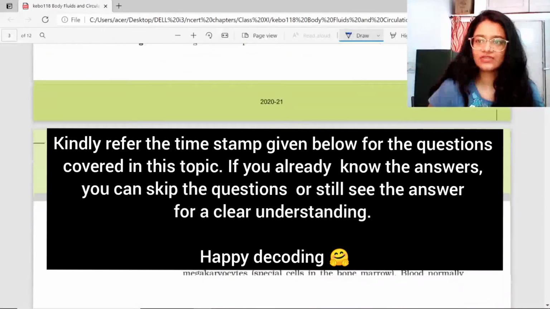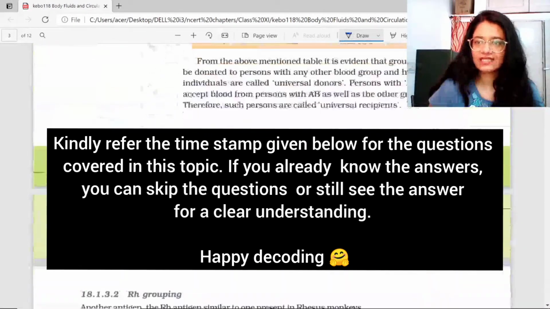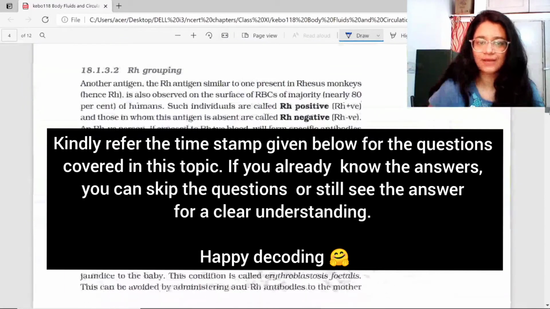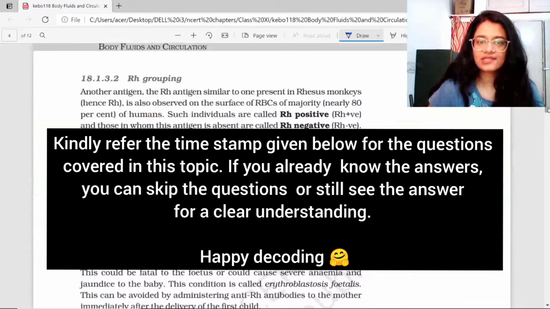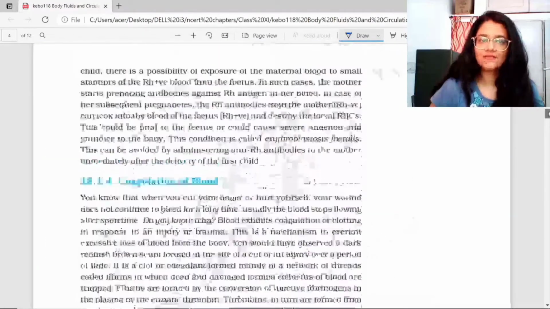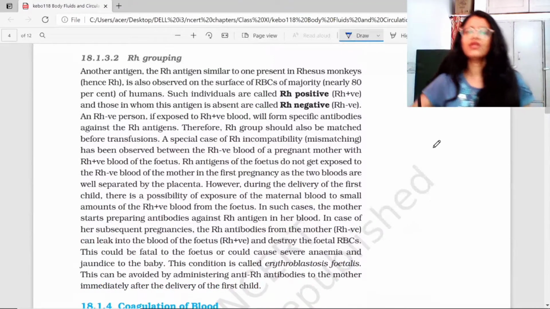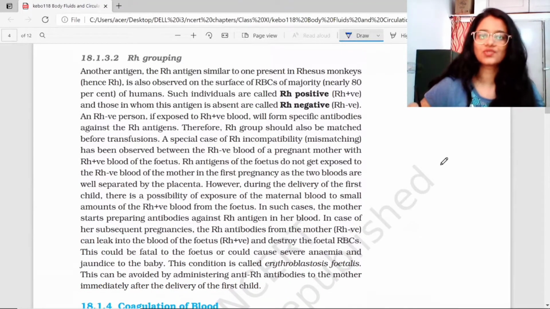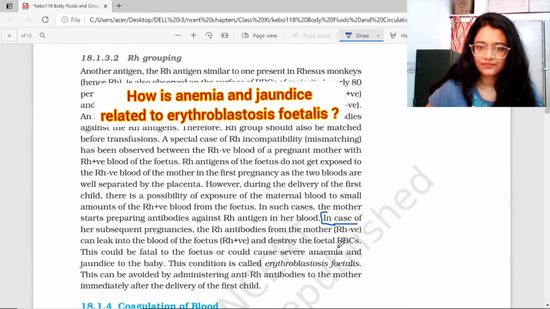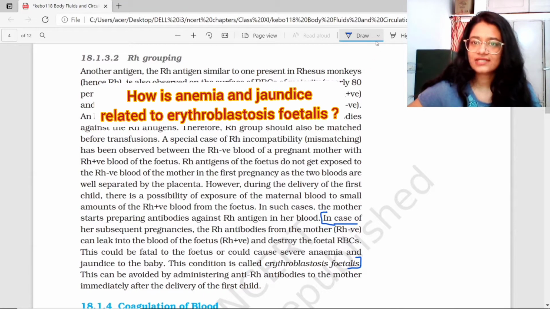Let's go to Erythroblastosis Foetalis, which is an important part of this chapter. So this is Erythroblastosis Foetalis. Now, as you know, what is Erythroblastosis Foetalis? Now, just see this line from here to this line. Okay, now let me just tell my PDF to read it.